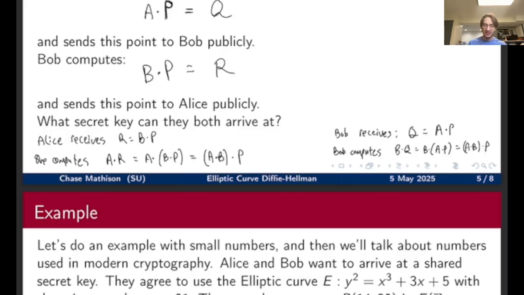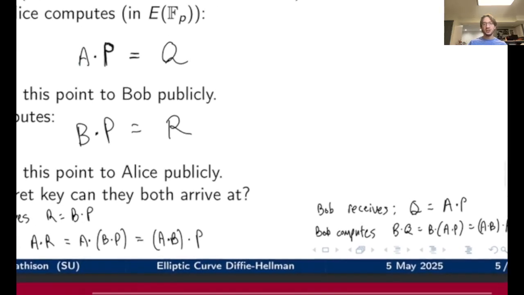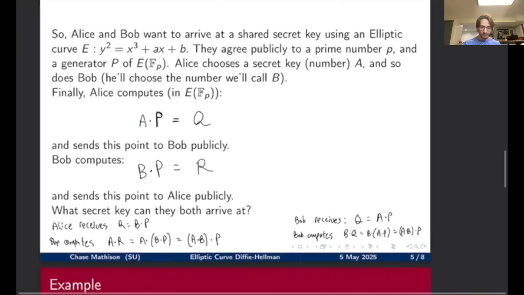And if an eavesdropper is listening in on any of this, from just knowing Q, it's really, really difficult to work out what A was. And from just knowing R, it's really, really difficult to work out what B was, right? So an eavesdropper can take this Q and this R and try to figure out A and B, but it's going to take forever to do that if P is a relatively big prime number. Okay.